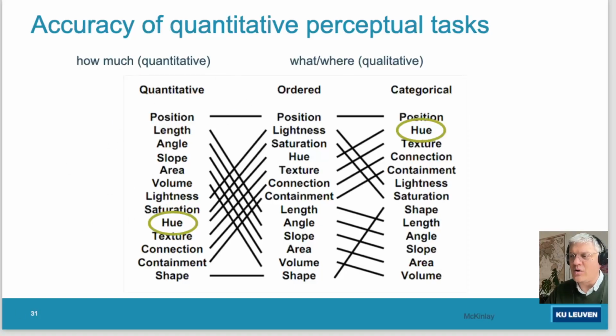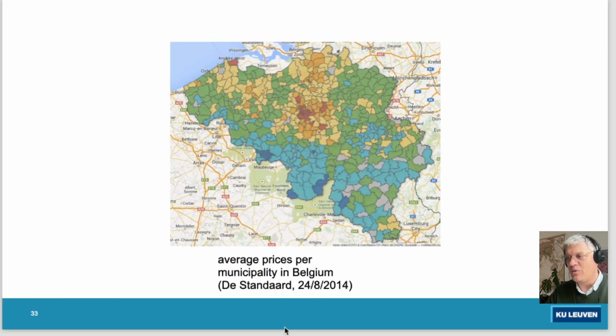Like I said, color is not good for quantitative data, but still it's used a lot. Well, this is now older. It used to be new because these slides are from 2015. Well, some of them. So here we have average house prices per municipality in Belgium. And it's the rainbow color scheme, right? So you go from red to blue. We know that they go from red to blue, but you have to know that, right?